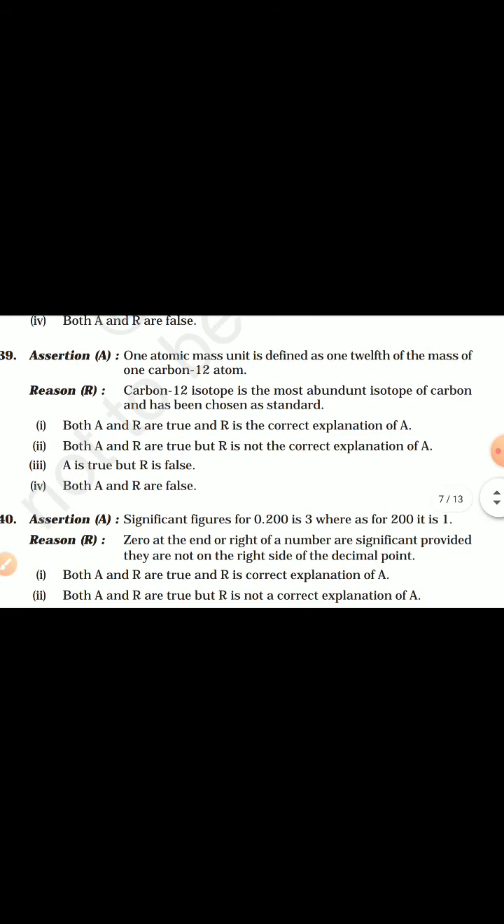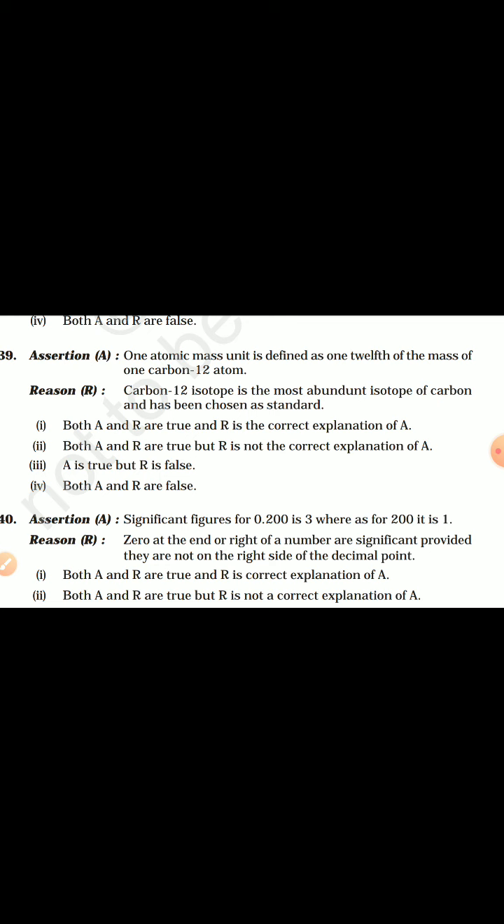Then question number 39. One atomic mass unit is 1/12th of the mass of one carbon-12 atom, and the reason is carbon-12 isotope is the most abundant isotope of carbon and has been chosen as the standard. Okay, so here we have the assertion.